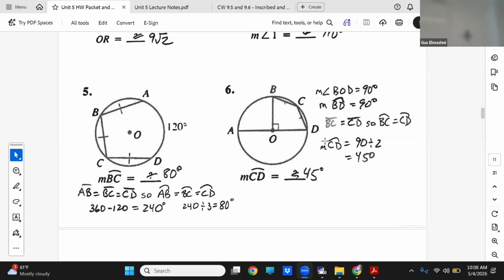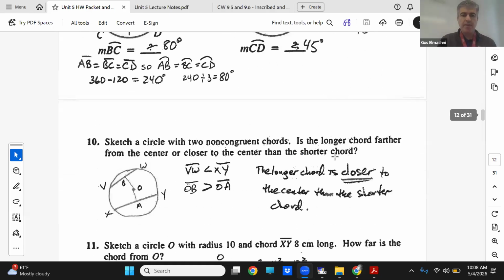Here again, you've got 2 congruent chords, not very obvious, but I think they're congruent. Yeah, looks like they are. So anyhow, if BD is 90, then CD has got to be 45. There are little markings, so it's very subtle.